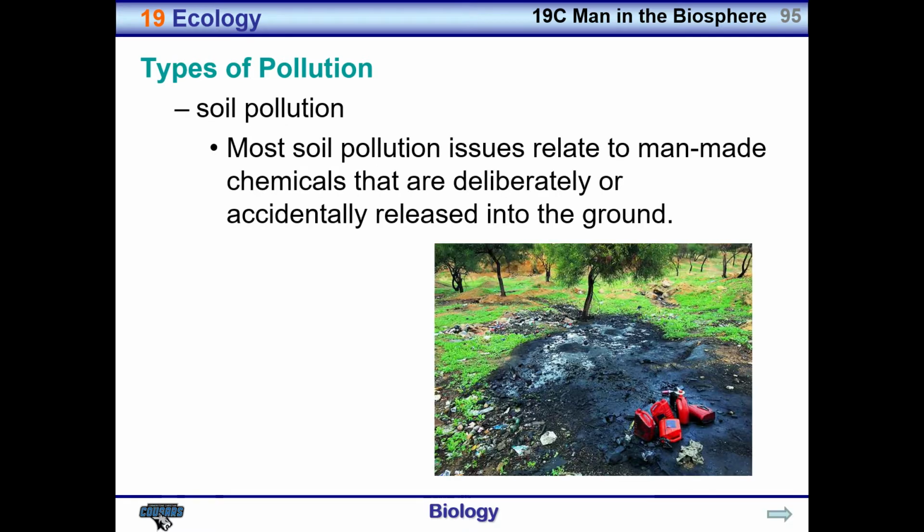Soil pollution. Here's a picture that looks pretty gross. Most soil pollution issues are related to man-made chemicals that are deliberately, as in this case, spilled on the ground. They constantly have been coming here to dump motor oil, and as you can see, it's accumulating and moving down the hill, and consequently, there's nothing growing there where the oil is. And chemicals within the used oil can dissolve in the rainwater and seep down into the soil and make it harmful as well.